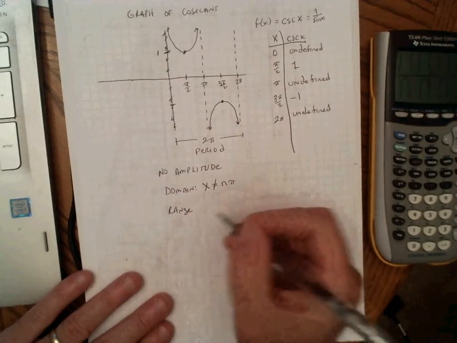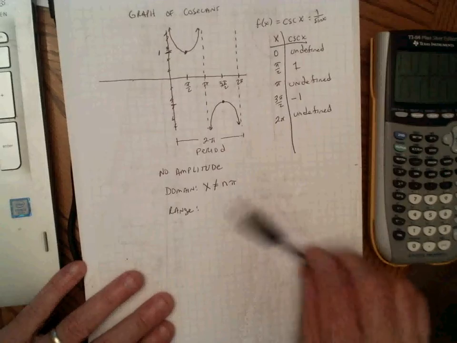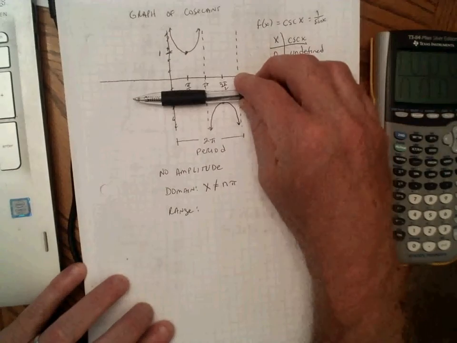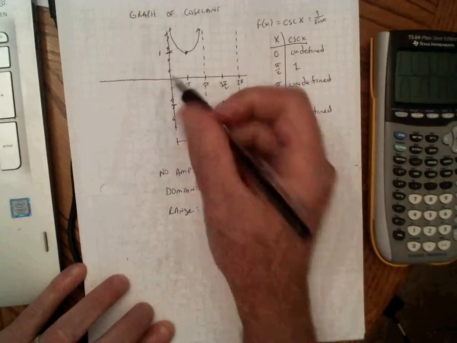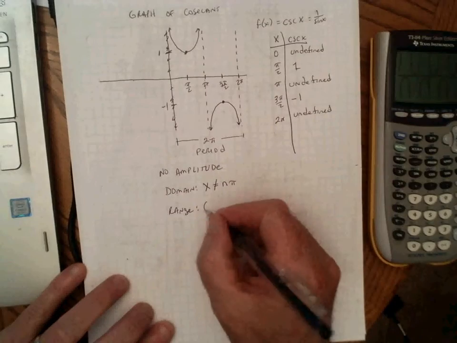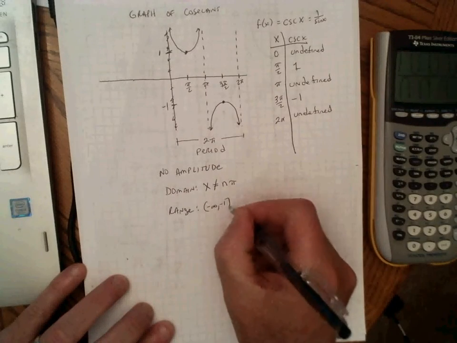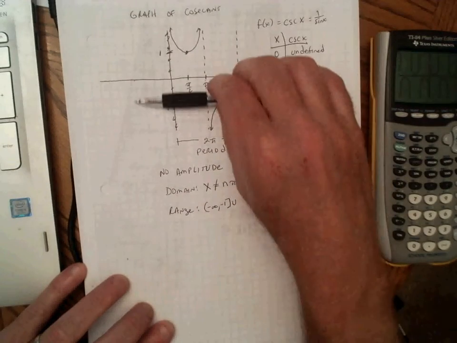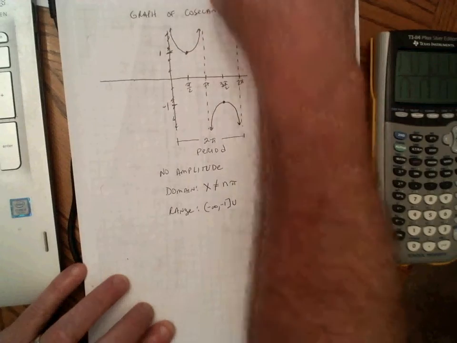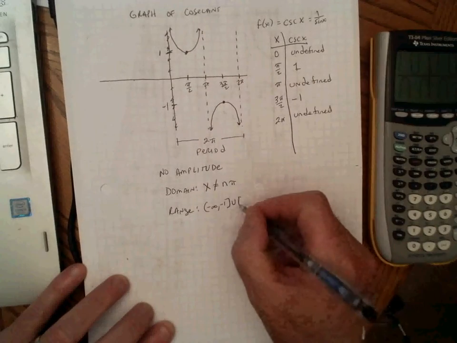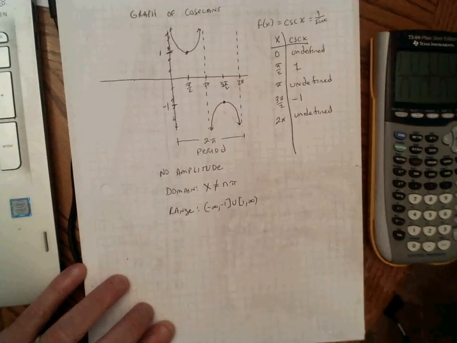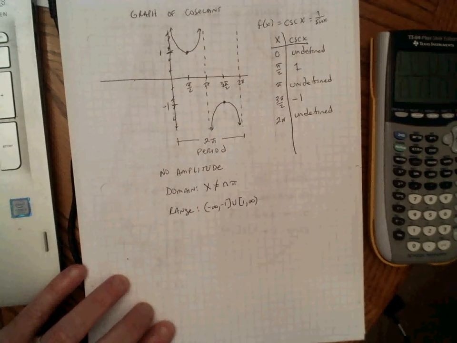And the range is going to be just like it was for the secant, from negative infinity to negative 1. And nothing in between negative 1 and 1. When we get to 1, it starts again, goes to infinity. And that's the graph of the cosecant.